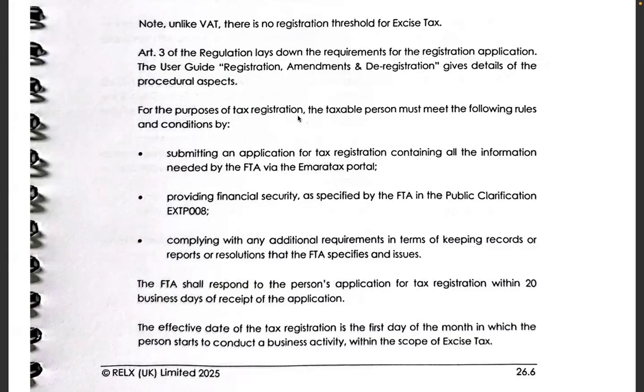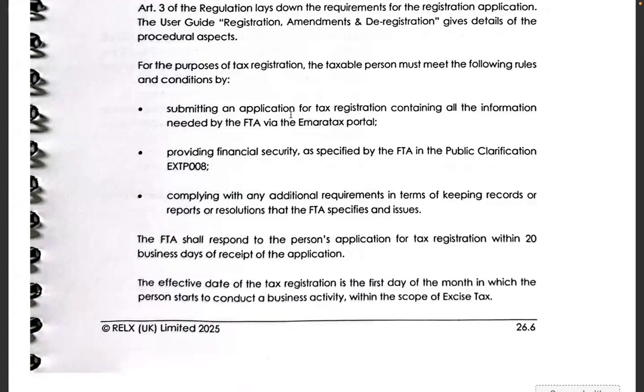For the purposes of tax registration, the taxable person must meet the following rules and conditions by submitting an application for tax registration containing all the information needed by the FTA via the Emara tax portal. So various information is required by FTA through the Emara tax portal, which is the common portal for all types of taxes, whether VAT or corporate tax or excise tax. So there the person has to provide all the information, and provide financial security as specified by FTA in the public clarification document. So there is a financial security also that is required by FTA. That has to be provided as well.